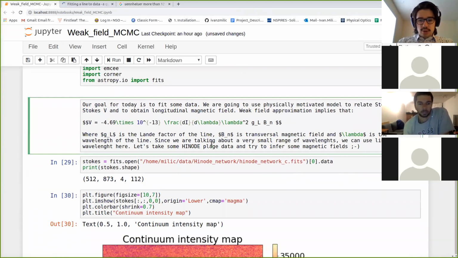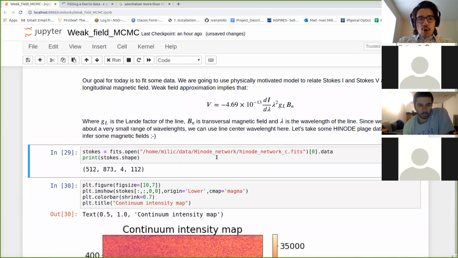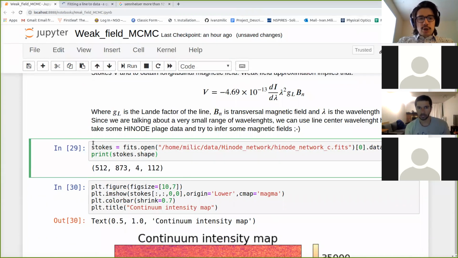So let's also execute that, and we're going to open this. I'm going to zoom a little bit more. So we're going to open this file called HINODE network C. C stands for corrected, because I had to do some correction of the data. Whoever is interested in using HINODE data, just get in touch with me. I'll tell you what little touches you need to make to it, so it's completely usable. And you can literally run this. Just remember to change the path according to your own folder.